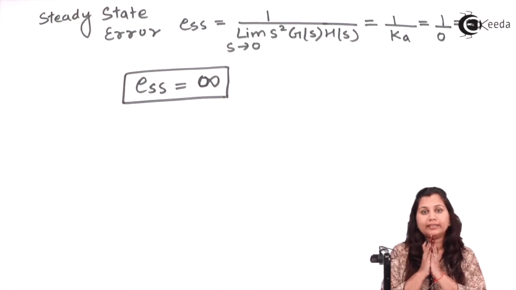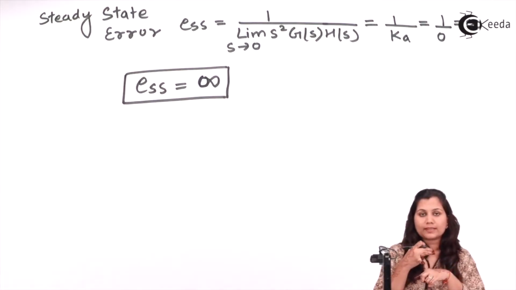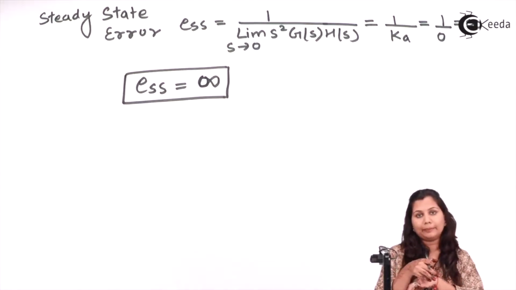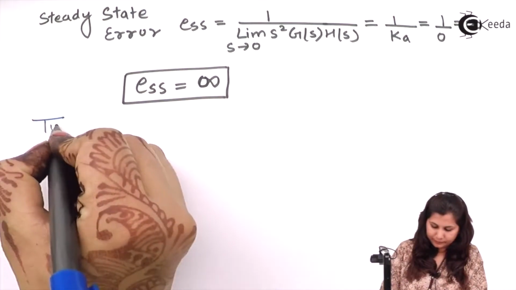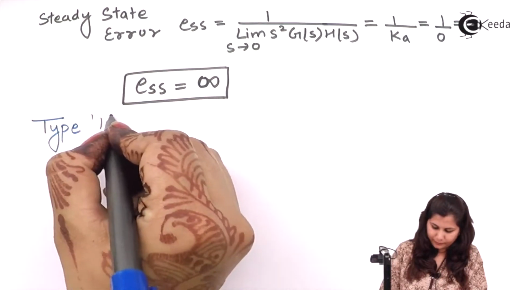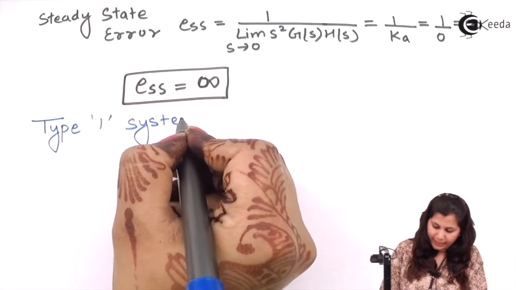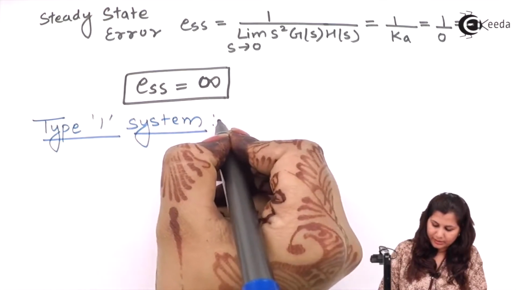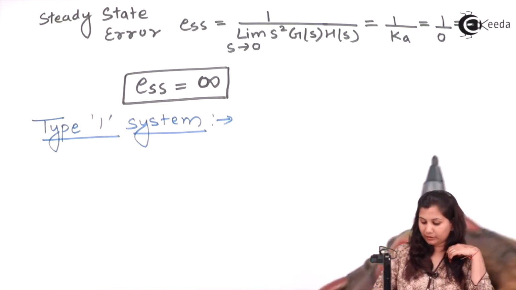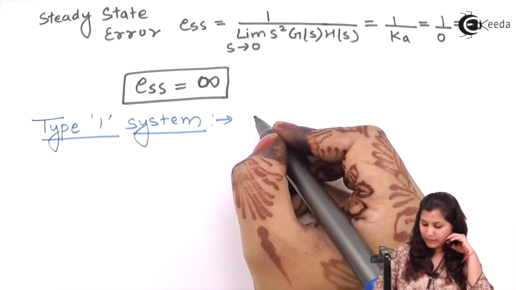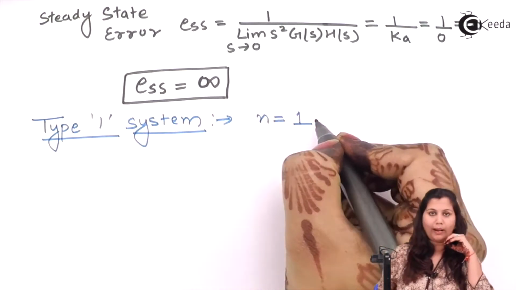So we have calculated the steady state error for type 0 system when we have step input, ramp input and parabolic input. Now take the case of type 1 system and again calculate the steady state error for these three inputs. So starting with the type 1 system, what is a type 1 system? In the type 1 system, we will have the value of n, that is the power of s in the denominator, the multiplicity of the poles, n equals to 1.